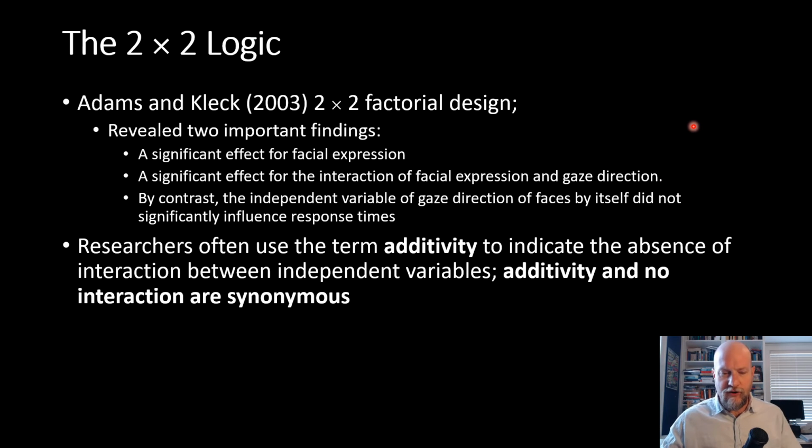So we call this 2x2 logic. Let's think about this and what this means in terms of our interpretations. They found some really important things. They found a significant effect for facial expression. Anger and fear are interpreted at different speeds. They found a significant effect for the interaction of facial expression and gaze direction. As you remember, those are those two cells that stood out. But by contrast, they didn't really seem to see any main effect for gaze direction itself. So we might use terms like additivity to indicate the absence of an interaction between independent variables. Additivity and no interaction are synonymous terms.